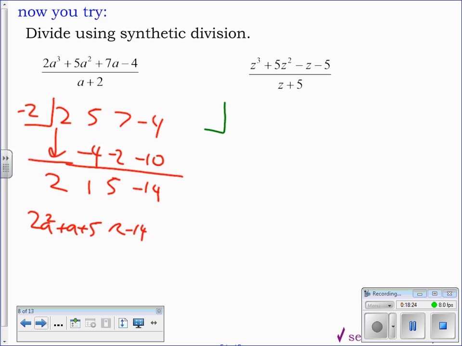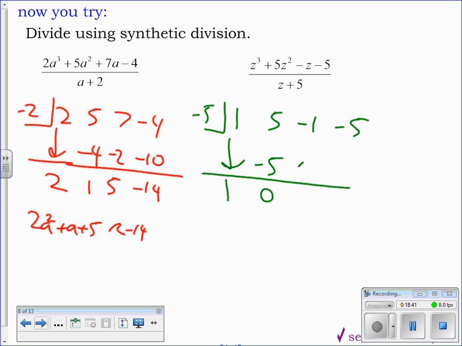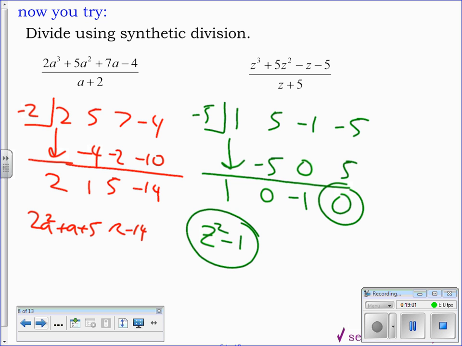Okay, so inside I have -5. And then I have 1z cubed, 5z squared, -1, minus 5. No blanks to fill in. Bring that down. That gives me a 1 there. -5 plus 5, 0. 0, -1. -1 times 5 is 5. Bring it down. So I have a remainder of 0, which means it goes in evenly. And then I started with the z cubed, so my answer is going to be z squared, because I have 1z squared, 0z, minus 1. So I have z squared minus 1.